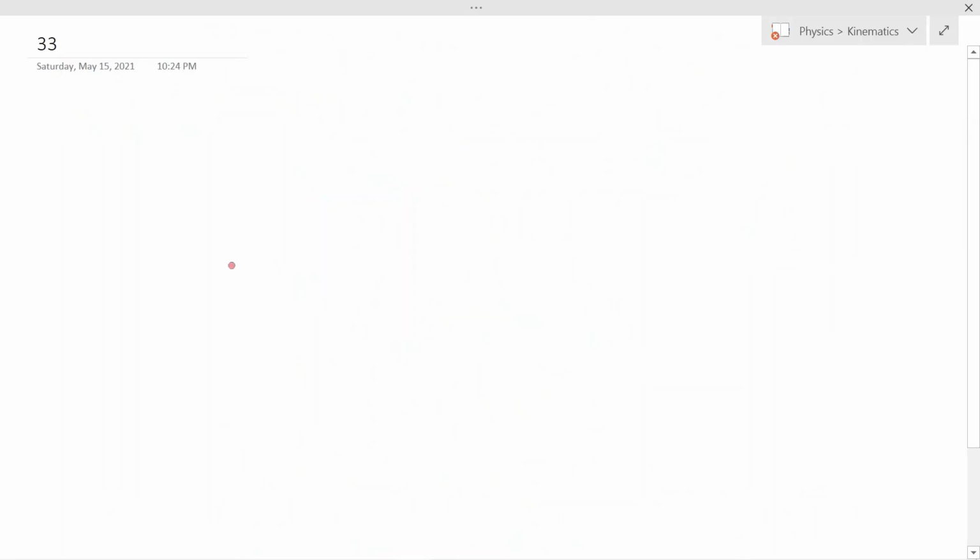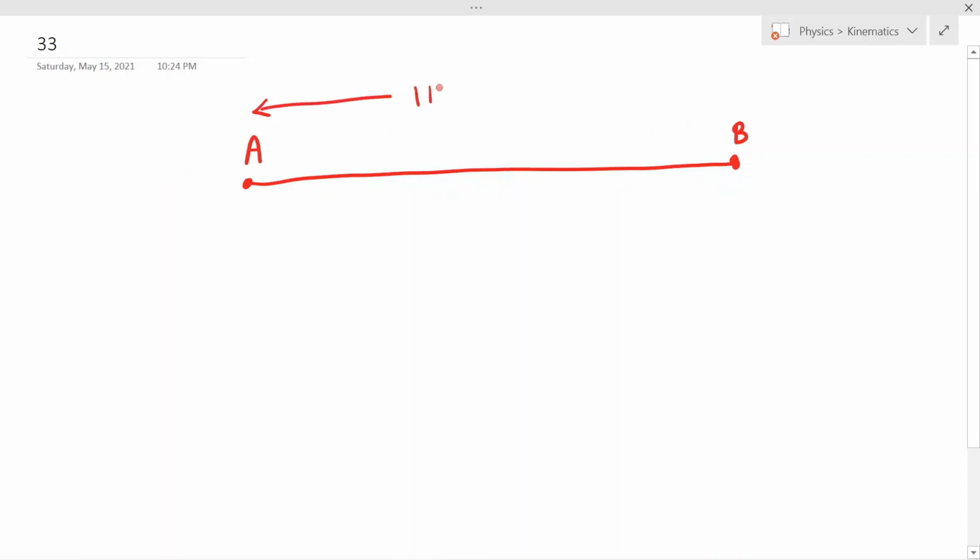Now consider this problem. Suppose this is position A and this is position B. Position A is a railway station and position B is a popular tourist place. From the railway station to the popular tourist destination, the tourists usually travel, and they travel again back to the railway station. Let's say points A and B are 1 kilometer apart from each other.